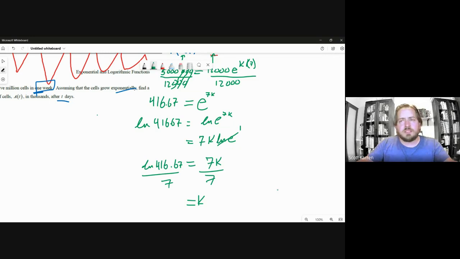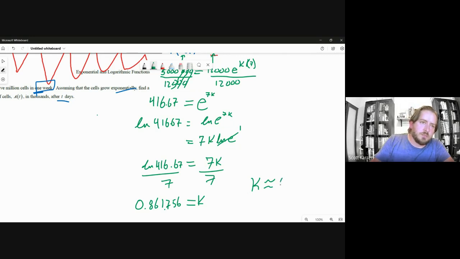So I'm going to round this because this k is going to have a ridiculous amount of decimal points. So I'm going to say natural log of 416.67 divided by 7. And I get 0.861756. We don't really need this many, so I think the questioner would say round this to some number of decimal points. So let's round it to 3. So this would be 0.862-ish.